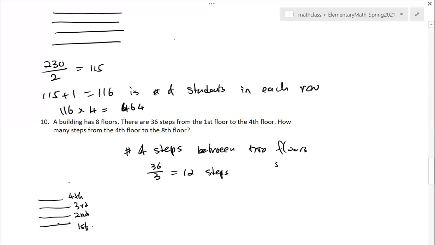Okay, but from fourth one to the eighth one, how many gaps are there? Right? So you have 5, 6, 7, 8. So 1, 2, 3, 4. Got it? You want to get from fourth floor to the eighth floor. So how many steps from the fourth floor to eighth floor? Because there's 4 gaps here, right? That's right. So the answer is, okay, 4 times 12, total is 48 steps.